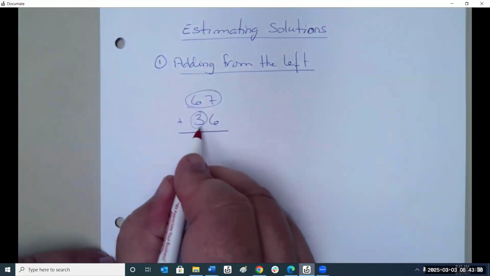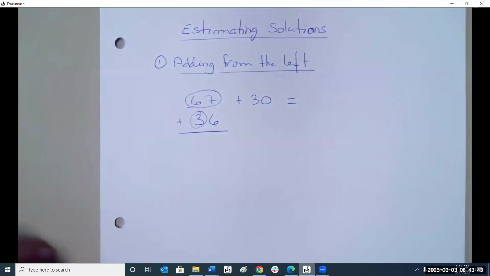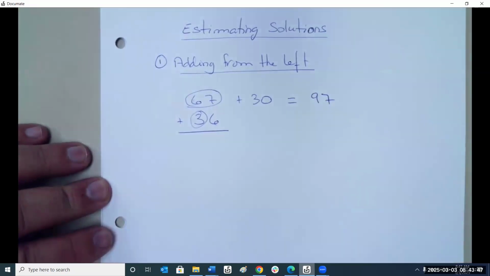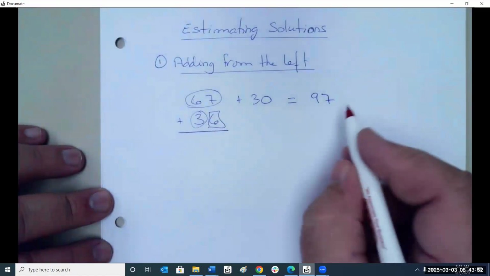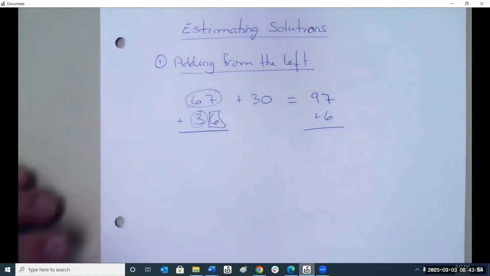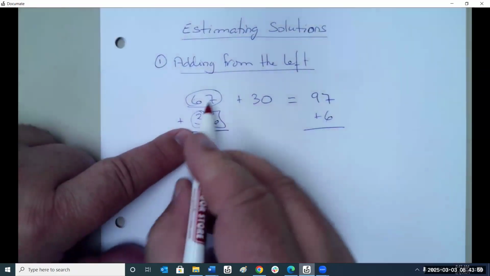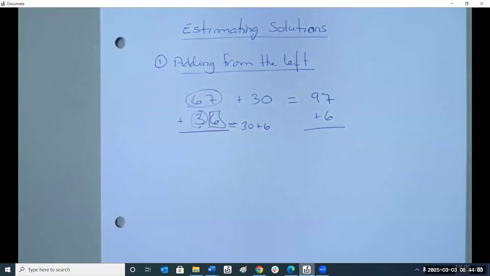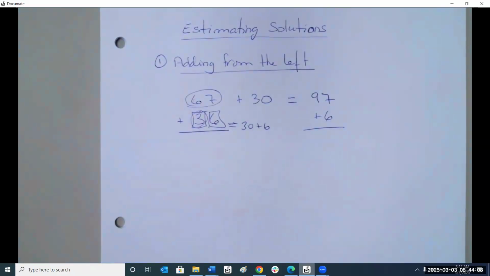What number is that? 30. 67 plus 30 is 97. And then add the 6. Take this number here, because this number here is 30 plus 6. I took this one because I know it looks like a 3, but it's in the tens column, so it's a 30.